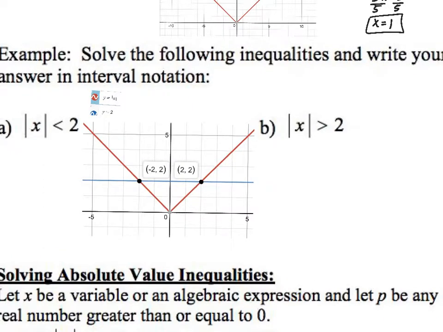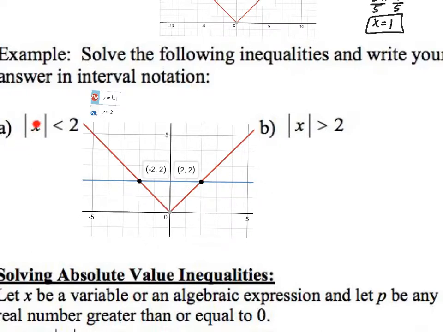Okay, so now that this is graphed, I want you guys to see that I have the graph y equals absolute value of x graphed on one side, and then I have y equals 2 graphed here. Okay, and we're comparing whether the absolute value is going to be less than, or what happens when it's going to be greater than.